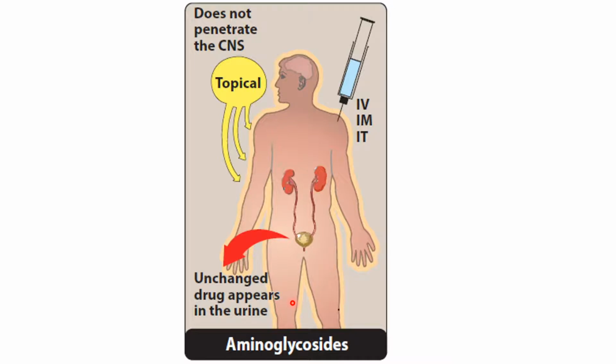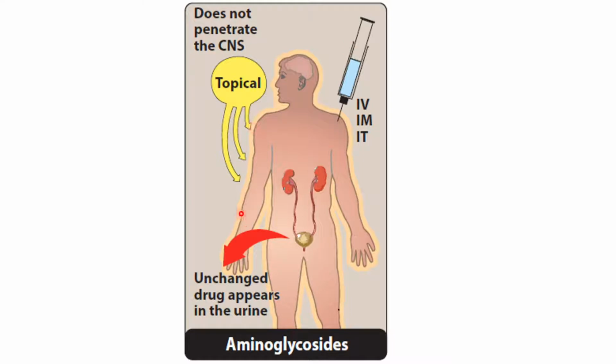The aminoglycosides will not penetrate the central nervous system and are used topically, intramuscularly, intravenously, and intrathecally. Intrathecally, they are used to treat infectious diseases of the central nervous system, and they are excreted unchanged in the urine. So there is no oral administration. Those of you who prescribe aminoglycosides in tablets, this prescription cannot be filled. So that is why only parenteral and topical.